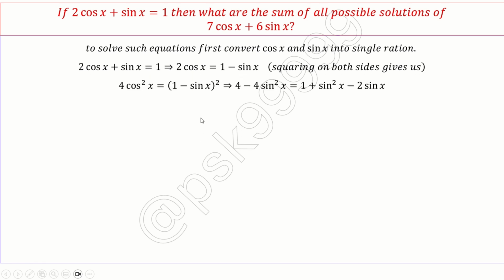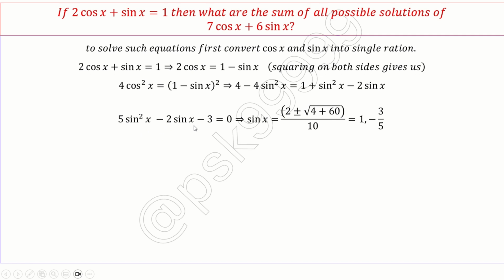I'll square on both sides. 4 cos square x equals 1 minus sin x whole square. I'll expand it, and then I know that cos square x is nothing but 1 minus sin square x. Correct. So 4 minus 4 sin square x. And simplifying it, I get a quadratic equation in sin x.